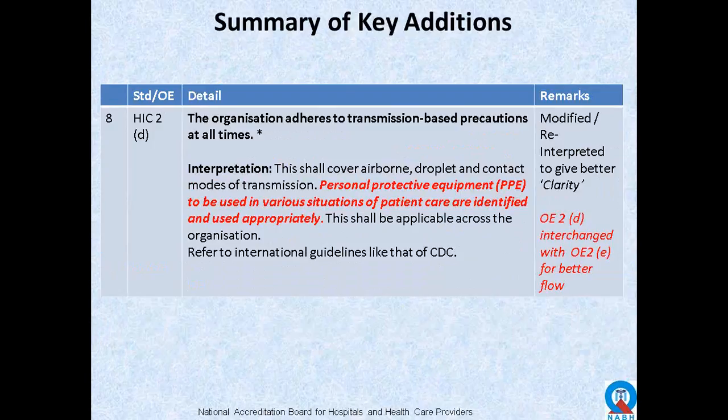Next is on HIC 2D, the organization adheres to transmission-based precautions at all times. There has been some mild modification in interpretation. Personal protective equipment to be used in various situations of patient care are identified and used appropriately. Again, this has been added to bring in more clarity. Also, please note objective element 2D has been interchanged with objective element 2E so that the flow is better. So you start with one and then go to transmission and then next one. So it's just that the order has been changed so that there is a better flow.